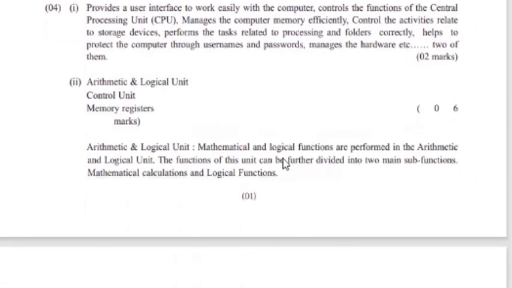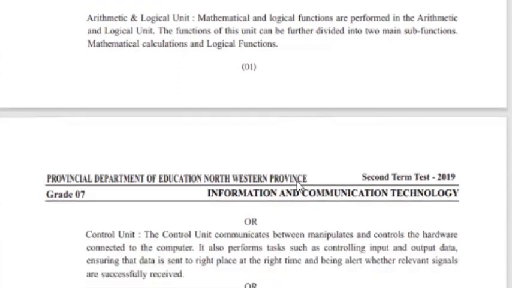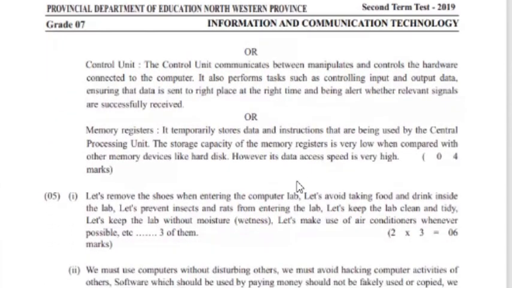Arithmetic and logical unit. Check your answer: mathematical and logical functions are performed in the arithmetic and logical unit. The functions of this unit can be further divided into two main sub-functions, mathematical calculations and logical functions. Check with control unit. The control unit communicates with, manipulates and controls the hardware connected to the computer. It also performs tasks such as controlling input and output data, ensuring that data is sent to the right place at the right time and being alert whether relevant signals are successfully received.